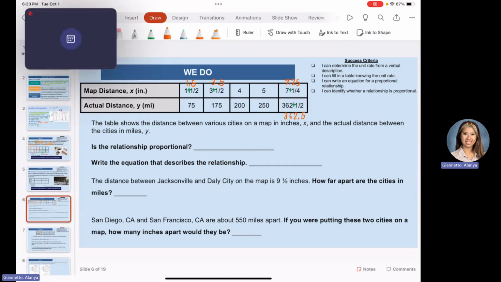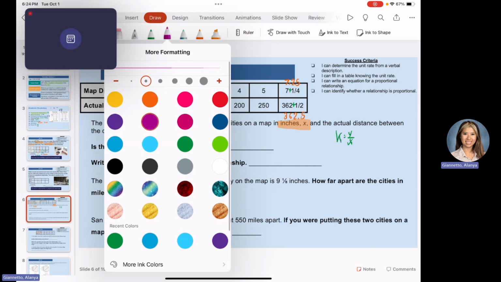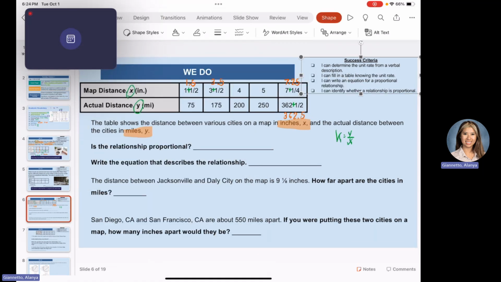Okay, so it says the table shows the distance between various cities on a map in inches, X, and the actual distance between the cities in miles, Y. So first we have to figure out, is the relationship proportional? So we know that proportional relationships use k is equal to y over x, or have a constant of proportionality, right? So over here, they already labeled our y and our x. What we're going to do is figure out what our constant of proportionality is.